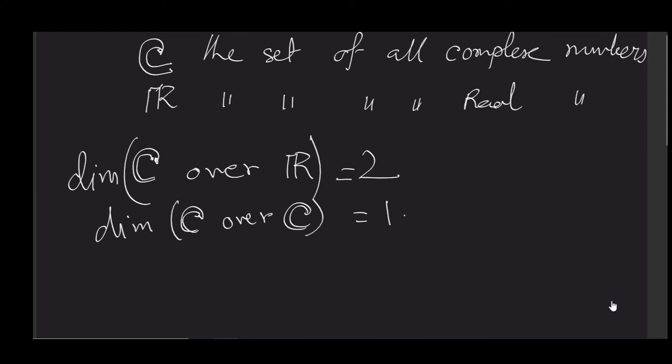Now here, the one thing you must make sure is that the basis elements of your basis vector must be picked up from your field, and that is why there is a change in the dimension.